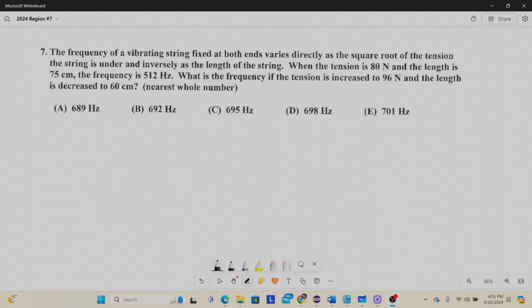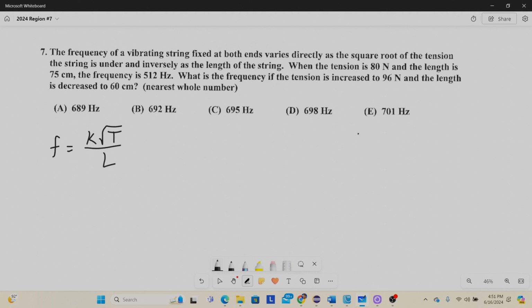Okay, so the first problem we want to look at is from this past year, the Regional Mathematics Exam 2024, number 7. The problem states that the frequency of a vibrating string fixed at both ends varies directly as the square root of the tension the string is under, and inversely as the length of the string. So the frequency varies directly as the square root of the tension divided by the length of the string.